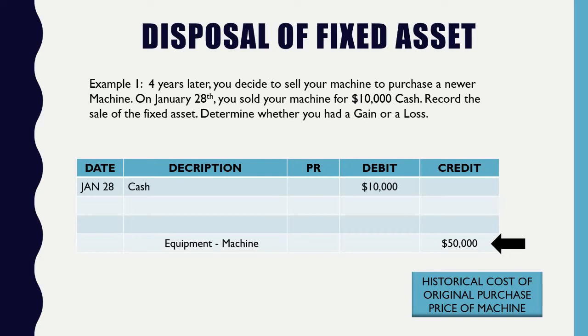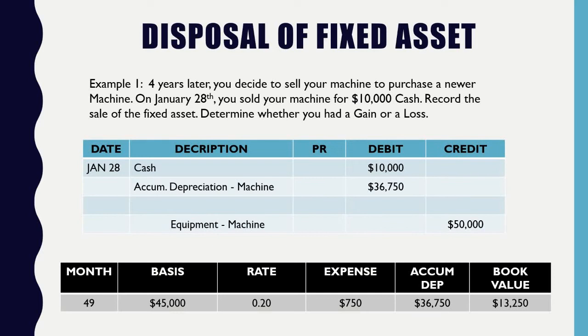Well, in this case, if I get rid of my fixed asset account, I also have to get rid of my contra account for the accumulated depreciation. So since the contra account normally is a credit, I'm going to debit my accumulated depreciation. For how much?